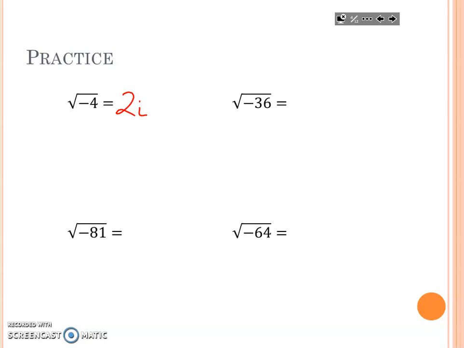Okay, on to the next one here. Square root of -36. Well, what's the square root of 36? Well, that's 6. And then that negative underneath means that there's an i. Square root of -81.